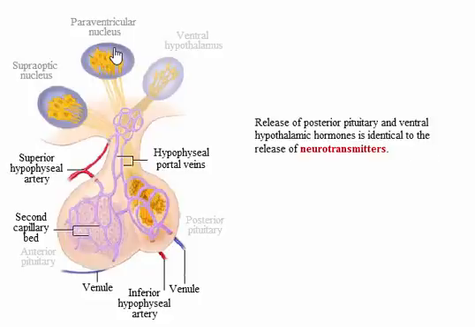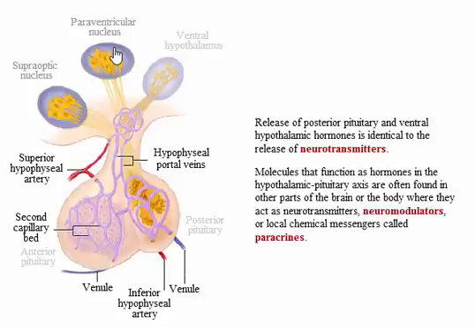Note that the release of posterior pituitary and ventral hypothalamic hormones is identical to the release of neurotransmitters. In addition, molecules that function as hormones in the hypothalamic pituitary axis are often found in other parts of the brain or the body where they act as neurotransmitters, neuromodulators, or local chemical messengers called paracrines.